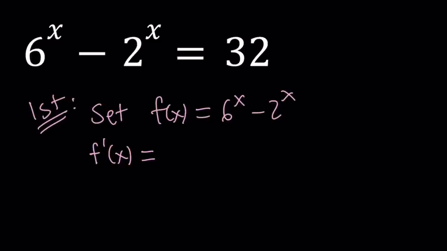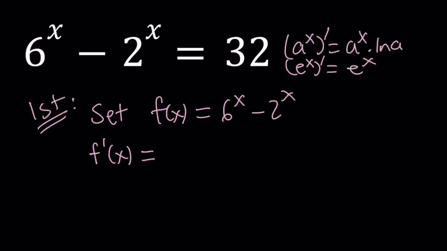The derivative of a to the x is a to the power x times ln a. If the base is e, we got a special case. It becomes e to the x, which is the function itself, because ln e is equal to 1. So that's a special scenario. Anyways, let's go ahead and differentiate this using the rules. 6 to the x will be 6 to the x times ln 6. And the second part will be 2 to the x times ln 2.